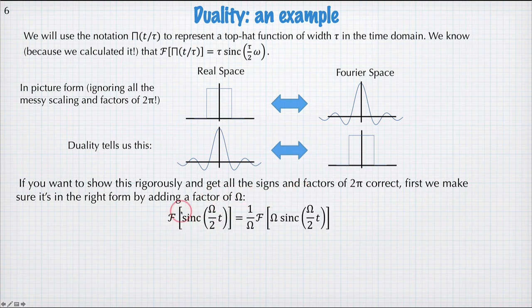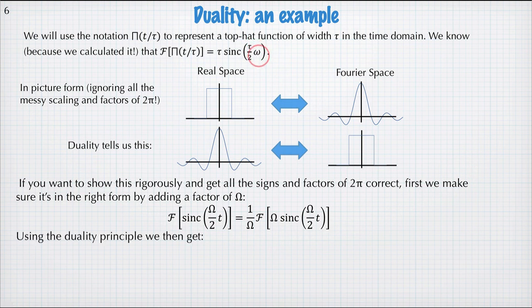So let's take the Fourier transform of sinc of capital omega on 2 times t. Now we want to make this sinc function here look exactly the same as we have it here to make the duality function easy to use. So we'll multiply by omega inside and take a factor of 1 on omega out the front, which we can do through the linearity of the Fourier transform. So now we have omega sinc of omega on 2 times t, and this looks exactly the same as this sinc function, replacing tau with big omega and t with little omega.